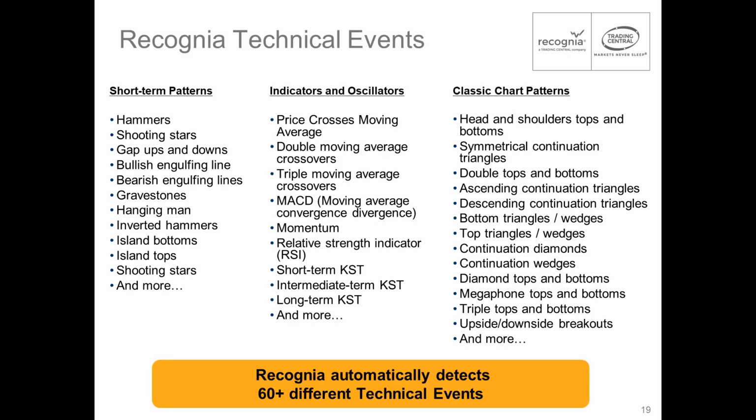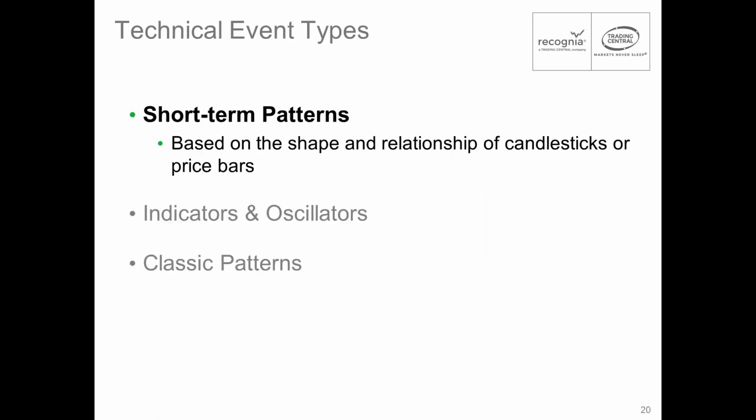We automatically detect over 60 different kinds of technical events, and we do that on not just a handful of stocks like I showed on my watch list, but on every single stock in the market every day. And the great thing is that because we automatically detect all these events in our software, you don't have to be a technical expert. You can use our expertise to help you find stocks that are poised to move.